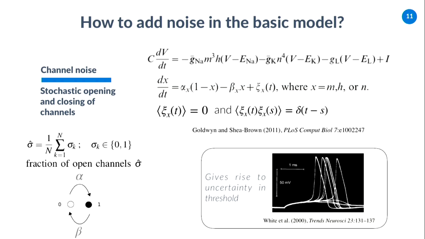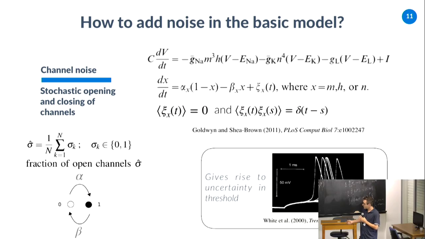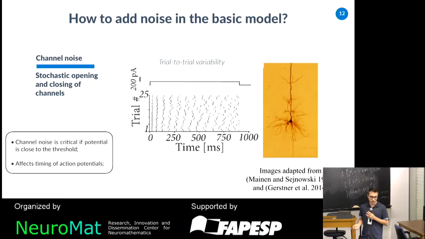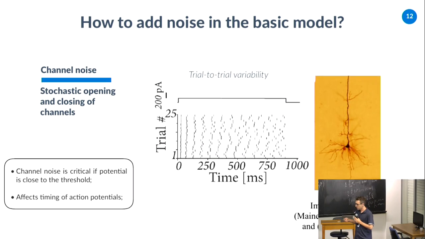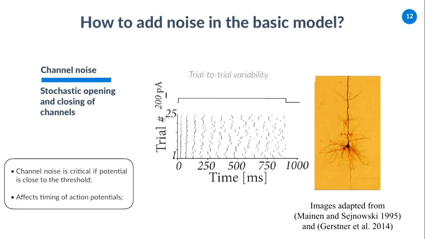What's interesting is that there is a minor source of noise and a major source of noise, but even the minor one can cause some effect. Channel noise is a very minor source of noise, but people have done experiments where they completely isolate the neuron and apply a constant current over and over again, and still they get some uncertainty on the threshold. The spiking times are not all the same. This is what we call trial-to-trial variability. You inject the same current into the same neuron several times, and you don't observe a deterministic behavior. So channel noise is a source of noise that can influence this effect, and there are some effects that we can observe from this noise.